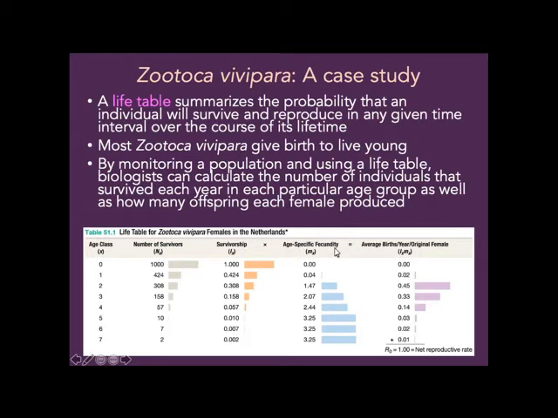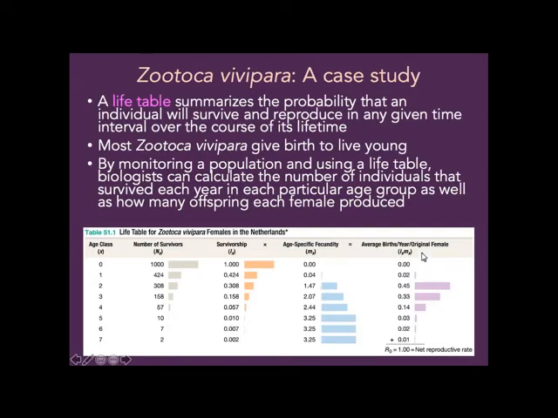We can also figure out age-specific fecundity. So we can see here that, well, little babies don't have any babies. 1 year olds, not very many of them have babies, but a couple of them do. 2 year olds, some can have babies, right? By the time they get to be 5, 6, or 7, they have the maximum number of babies.